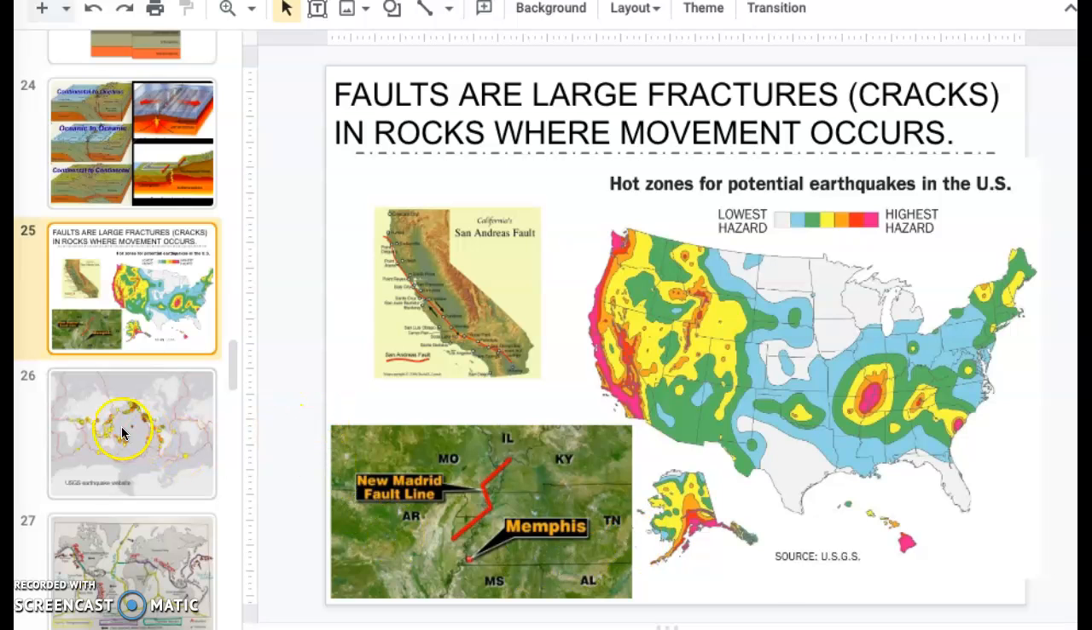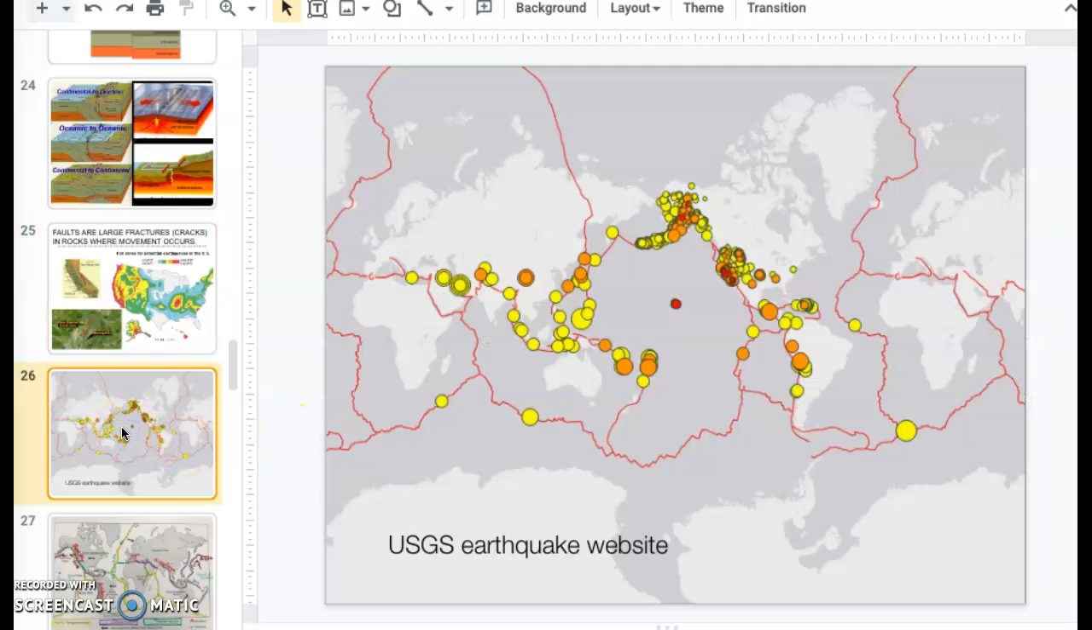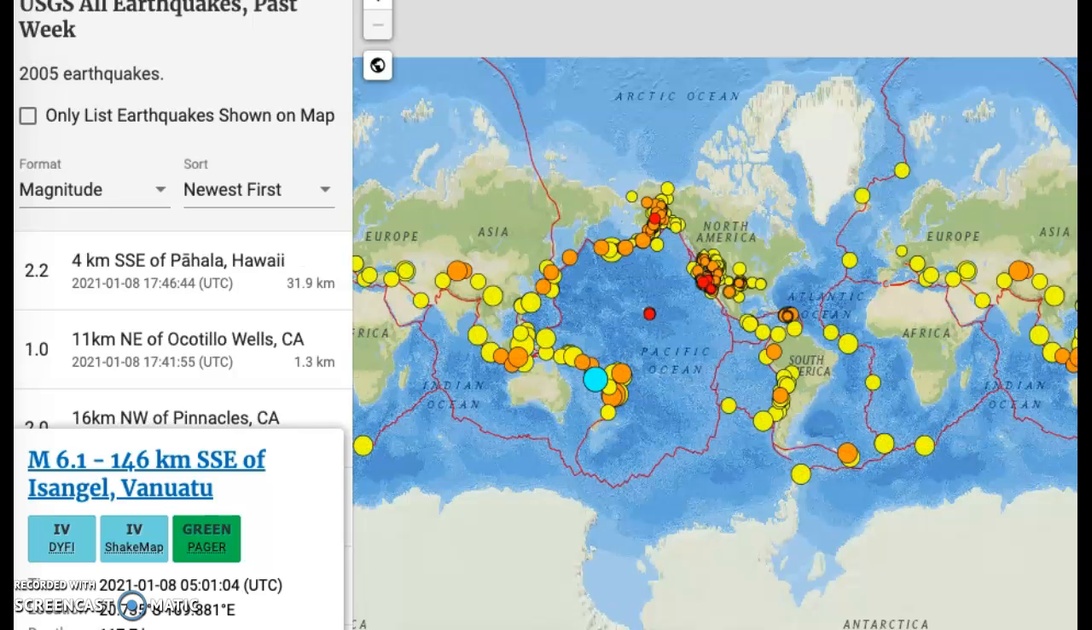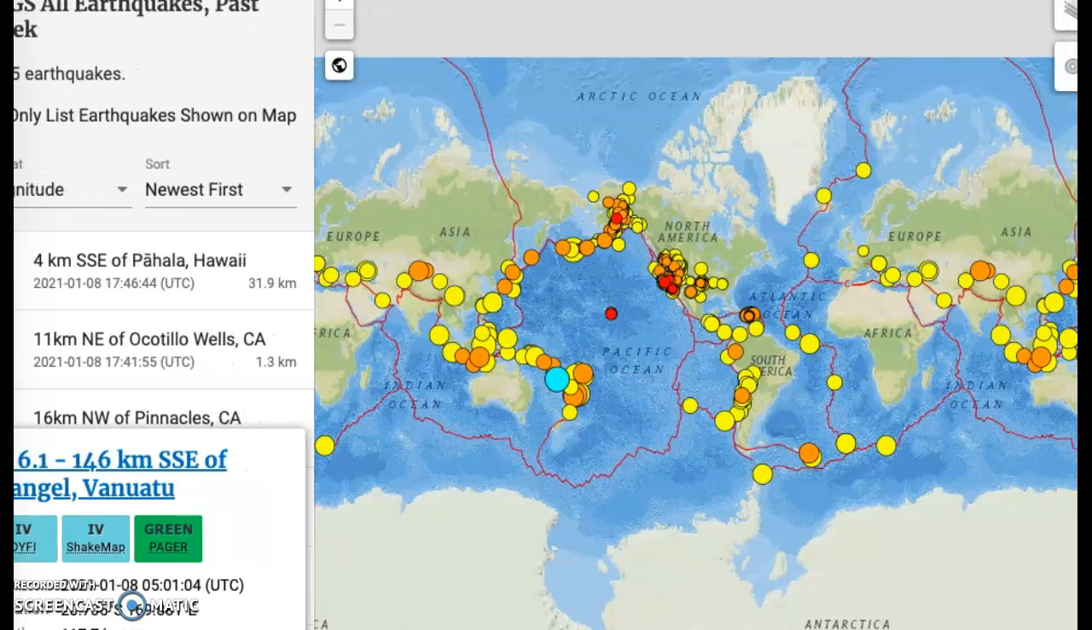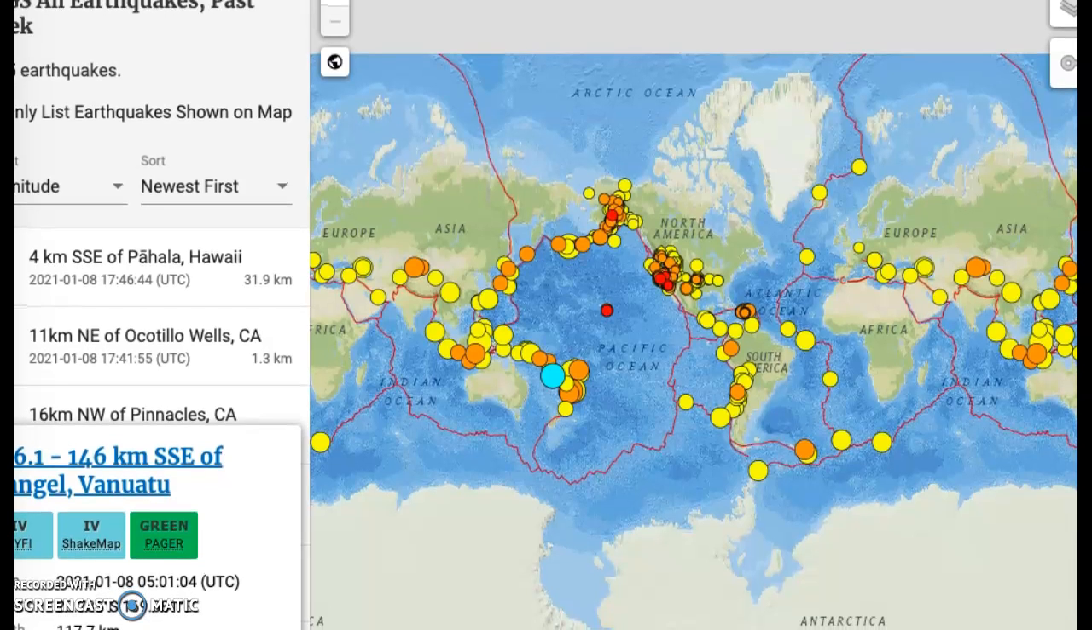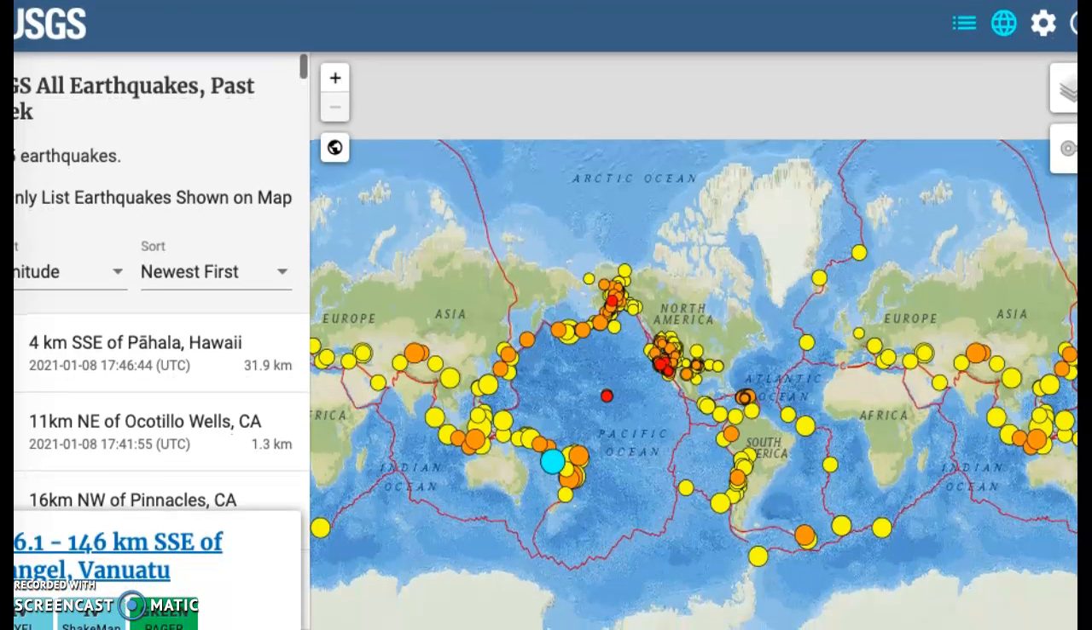So I want to share a website with you. If in your resources in Google Classroom, you go to your slideshow, and on this particular slide, which is slide 26, the USGS earthquake website, if you click the present button, and then click on the picture, it will take you to this website. And let me move my screen a little bit because you can't quite see it all. On this website, you are able to see earthquakes that are occurring in real time around the world.